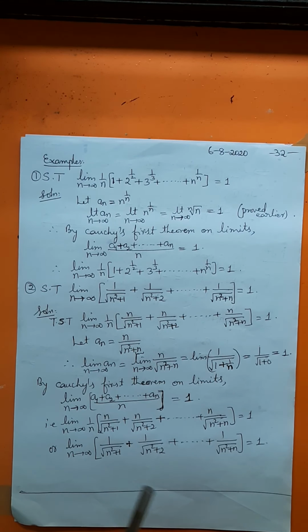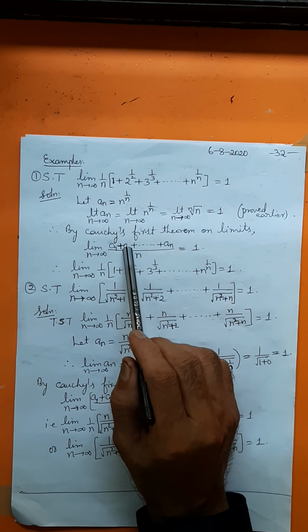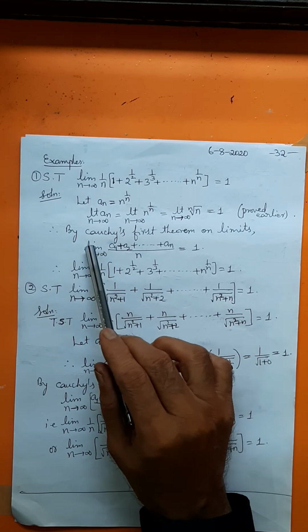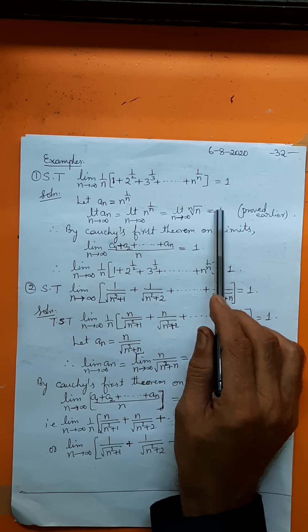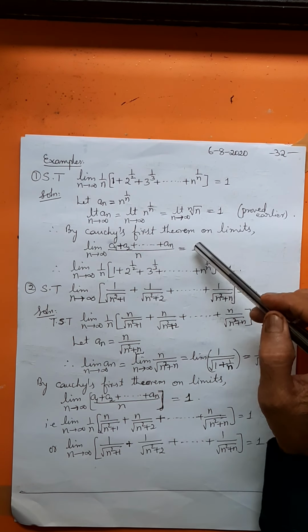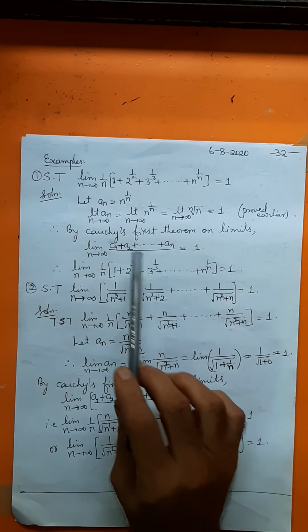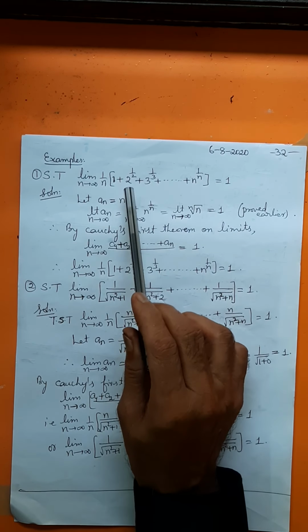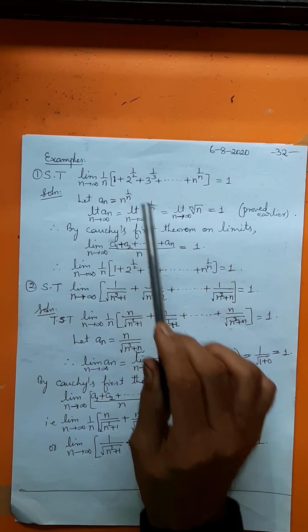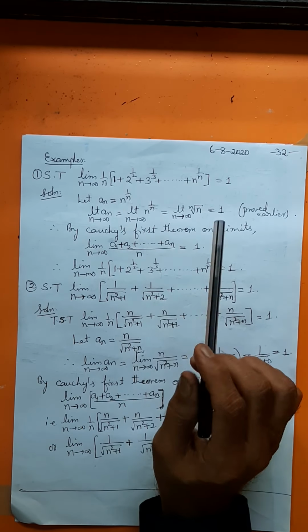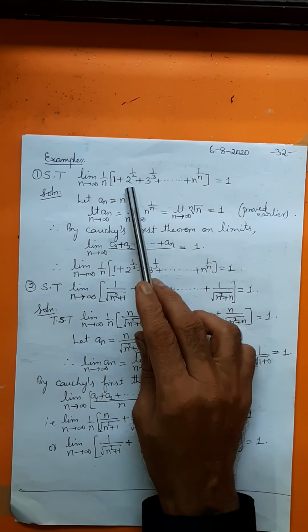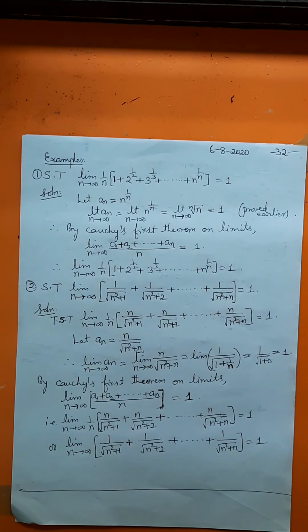Now apply Cauchy's first theorem on limits. That is, the limit of (a1 plus a2 plus etc. plus an) by n. By the theorem, this limit value is also the same. This is L, so if this is 1, then this is also 1. Here, what is the 1 by n element? 1 by n is here. What is a1? 1 power 1 by 1. a2 is 2 power 1 by 2. a3 is 3 power 1 by 3, etc. an is n power 1 by n. That is equal to 1.